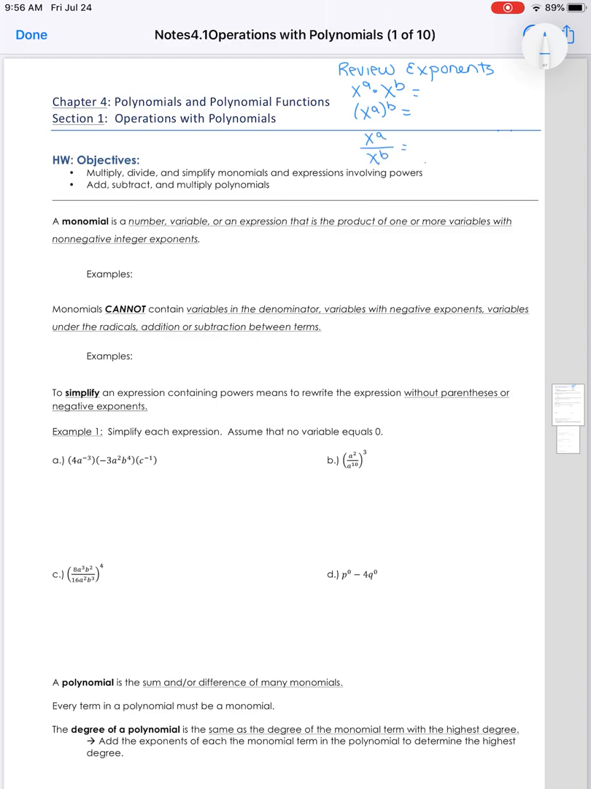All right, so starting chapter 4, we're going to talk about polynomials. And the first thing we want to do is just do a quick recap on exponents.